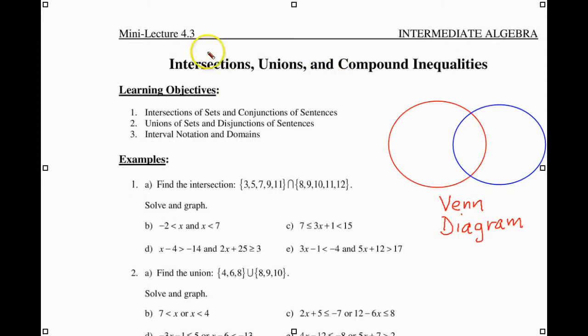Now, as we go into topic 3 of chapter 4, we're dealing with intersections, unions, and compound inequalities. Now, we're skipping some sections here, so to give you a little background of what these words refer to, you may have seen somewhere in your past what is called a Venn diagram. That's what this is here.